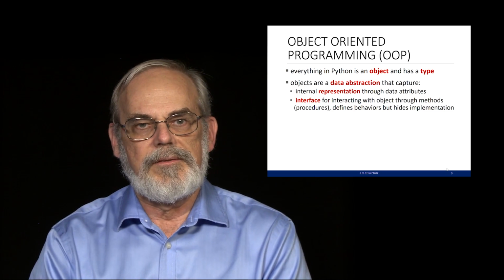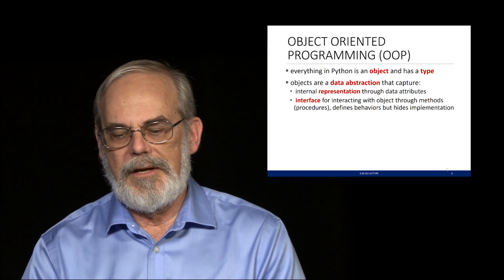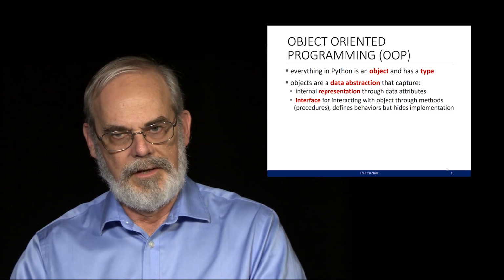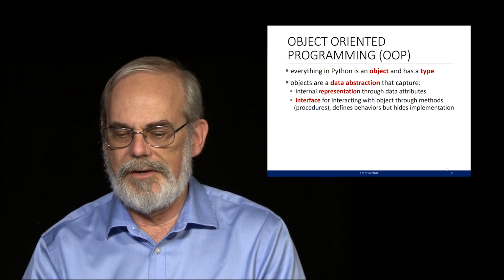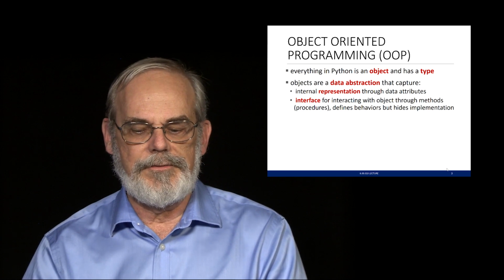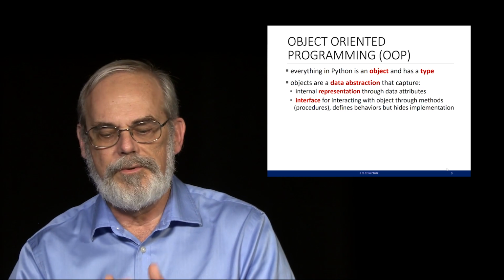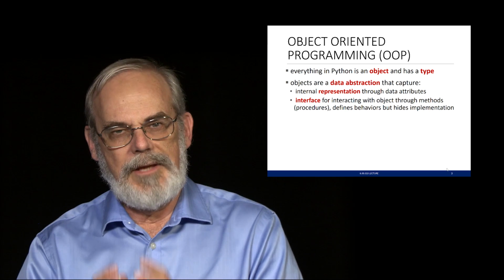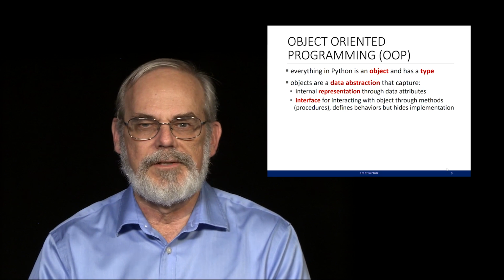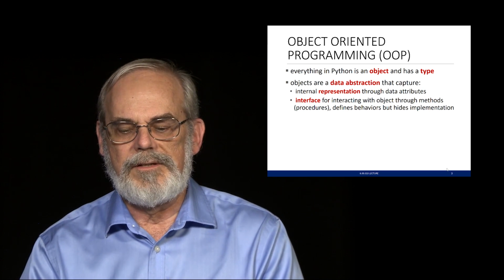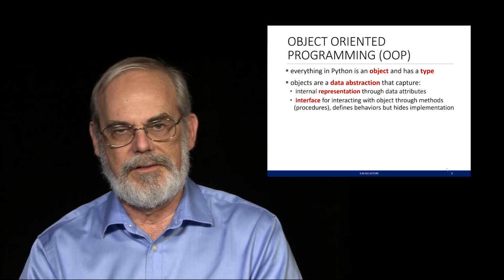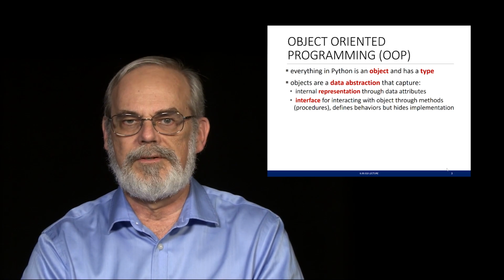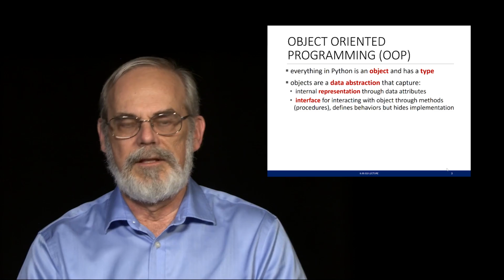The first one is we want to think about each object as being a data abstraction. It captures an internal representation of the data attributes. We'll say what those are in a second. And it defines an interface for interacting with the object through methods. Think of them as procedures. And those methods define a behavior but hide the implementation. Again, in a second we'll look at an example, but every data abstraction is an internal representation and an interface for getting to that internal representation, doing something with it, and then returning an answer.